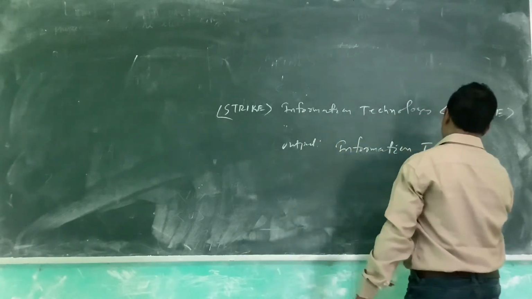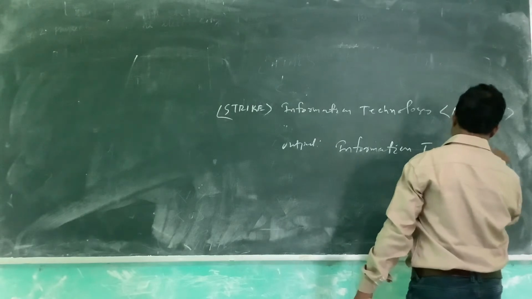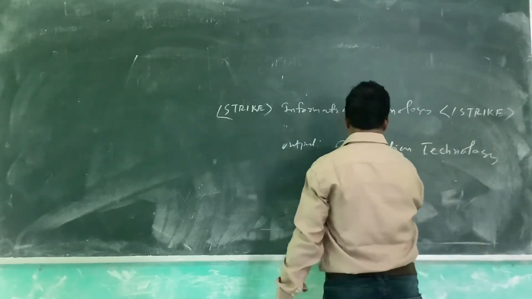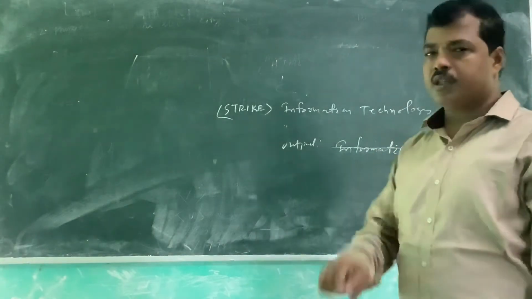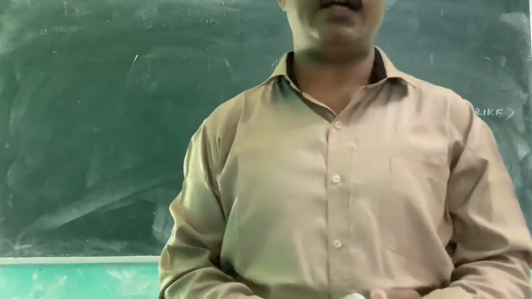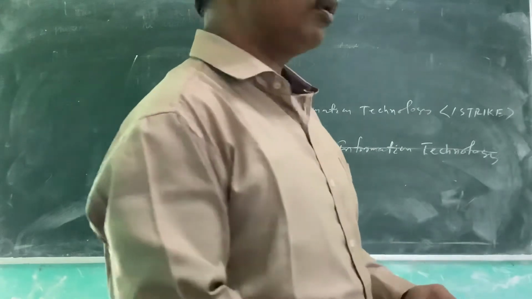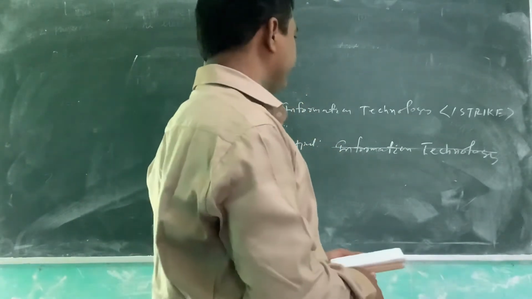The output will be like that. Information technology, a horizontal line will appear here. That means a striking line will be shown. So this is the use of the strike tag.